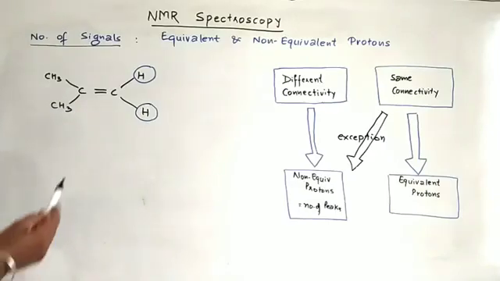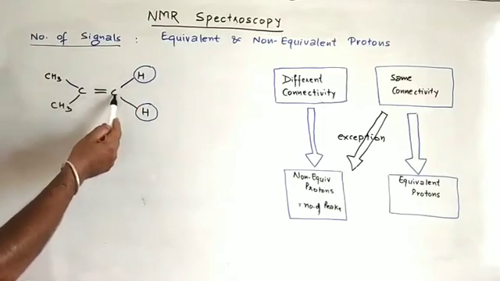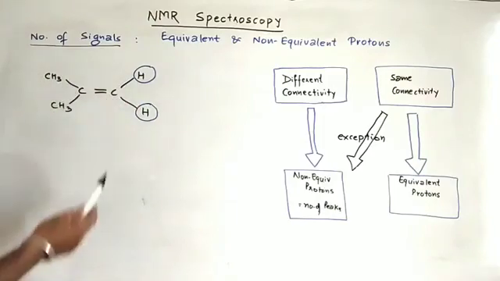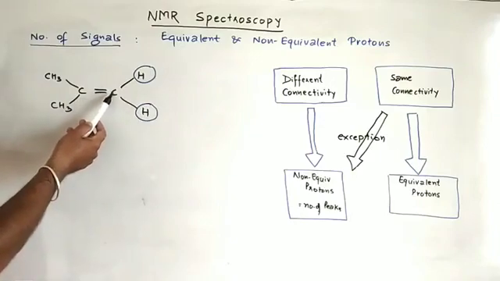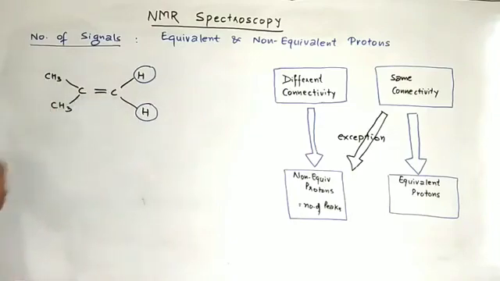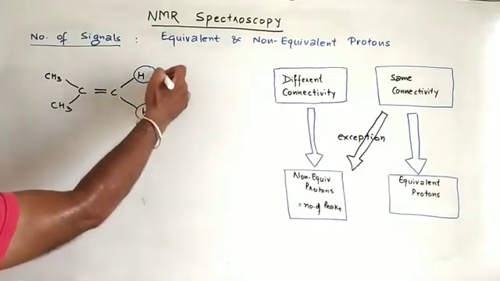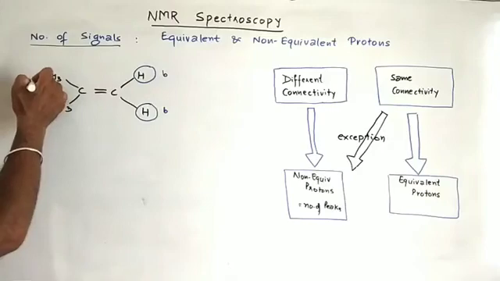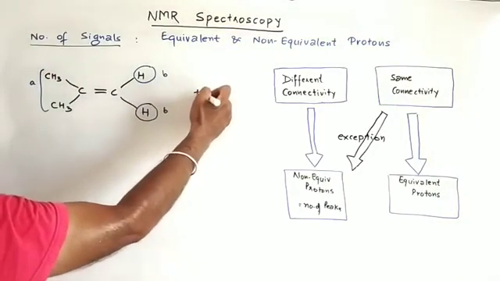If you see the connectivity, this proton is connected to carbon, which is connected to carbon-carbon double bond and 2-methyl. Same for this proton is connected to the same carbon and then carbon-carbon double bond and 2-methyl. Connectivity is same, as well as environment is also same. It means both these protons, they are equivalent. So right here B and these 6 protons, they are equivalent. It will give 2 peaks.